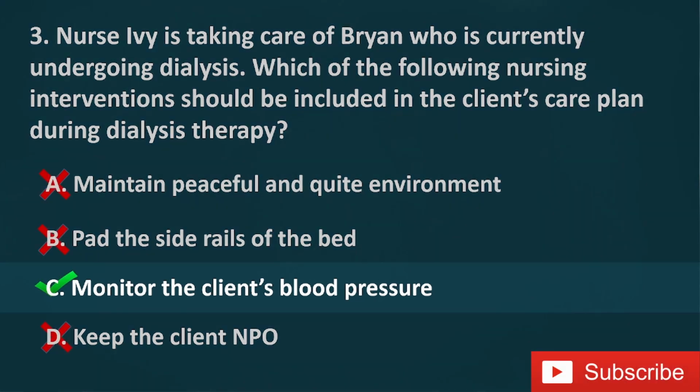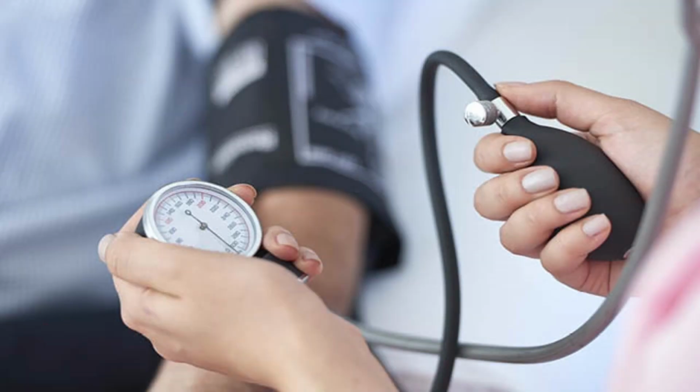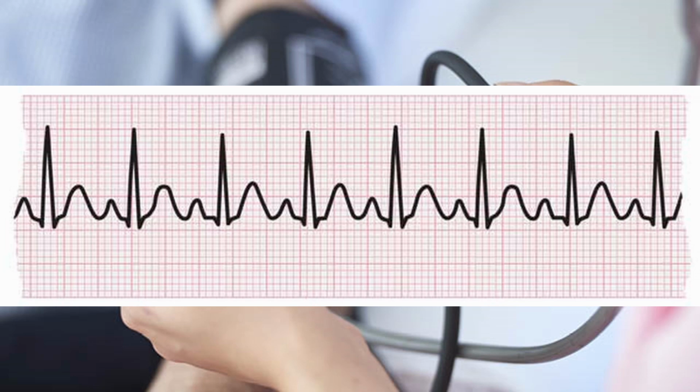The correct answer is letter C. Monitor the client's blood pressure. Because hypotension is a complication of peritoneal dialysis, the nurse records intake and output, monitors vital signs, and observes the client's behavior. Decreased blood pressure, postural hypotension, and tachycardia are early signs of hypovolemia.